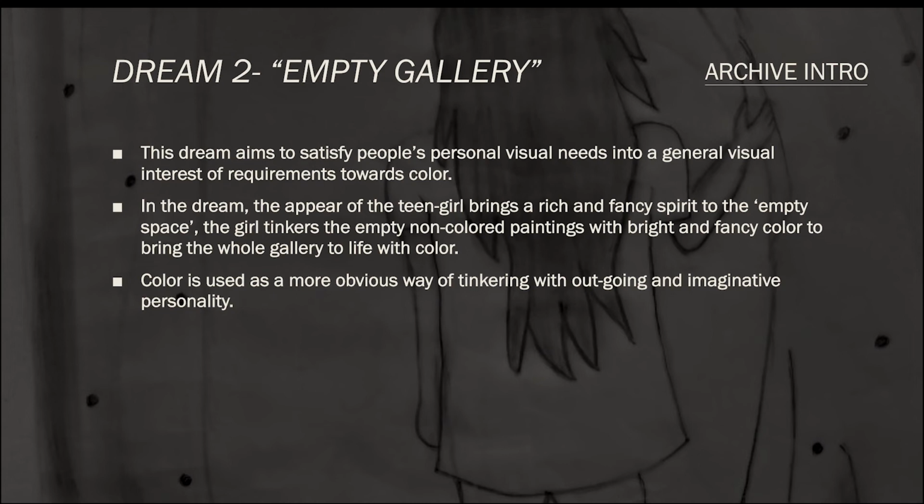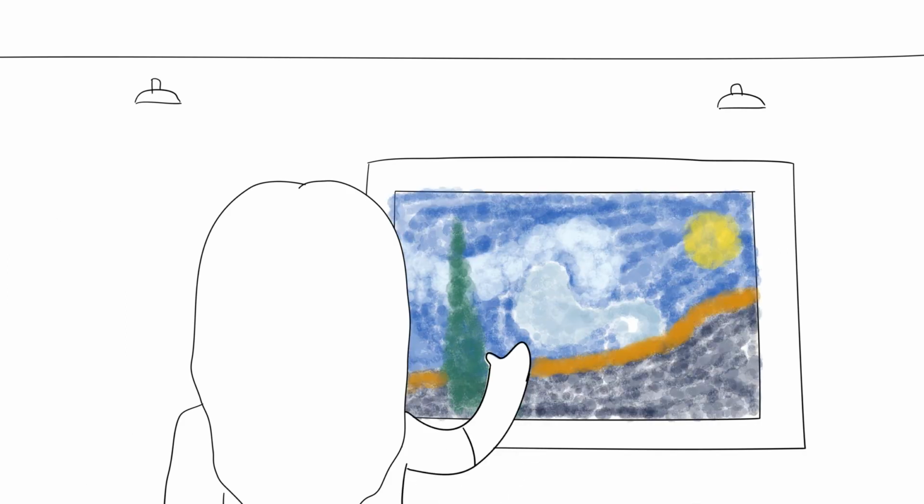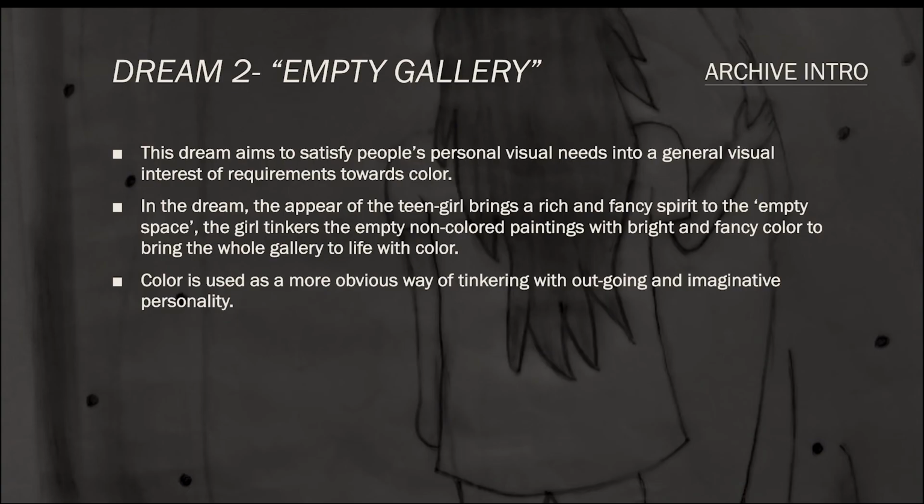In the dream, the gallery is considered empty without color. The girl tinkers the non-colored paintings with bright and fancy color to bring the whole painting and the whole gallery to life with color. Color means something to people, and this world needs to be tinkered with color. Instead of different paintings, color is used as a more obvious way of tinkering.